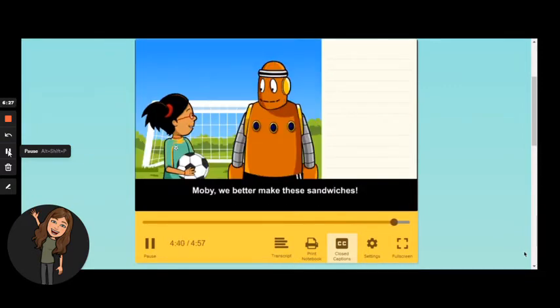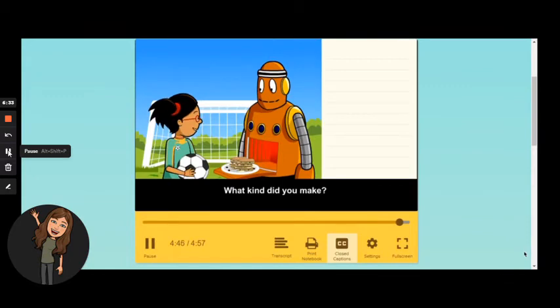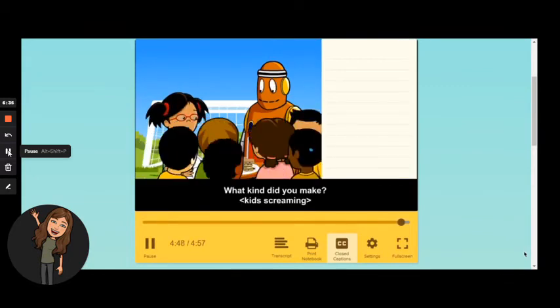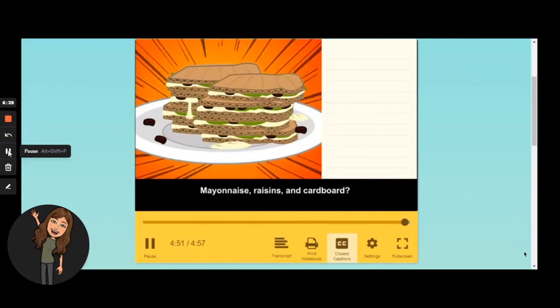Moby, we better make these sandwiches. What kind did you make? Mayonnaise, raisins, and cardboard?